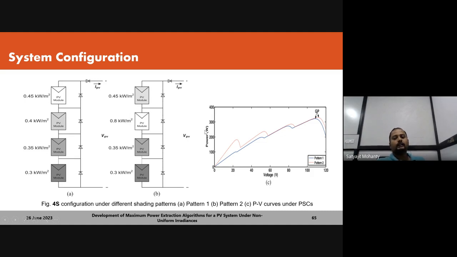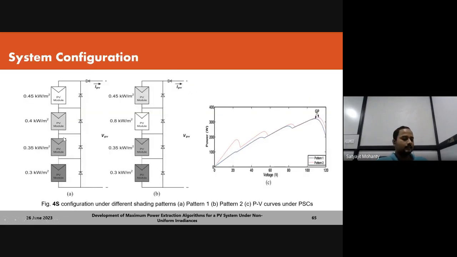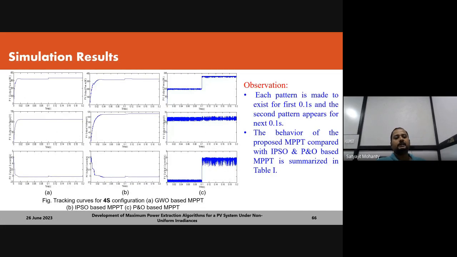So the curve is plotted in power and voltage. The blue color is pattern 1 and the red color is pattern 2. For a time gap, suppose this system runs for 1 minute, then for the next 1 minute, the second system will run. So the transition found is from 0.4 to 0.8. Under such a scenario, the MPPT should be able to track the maximum possible power. Okay. Since 4 modules are in series, I can call it a 4S configuration. Therefore, I gave the name 4S.